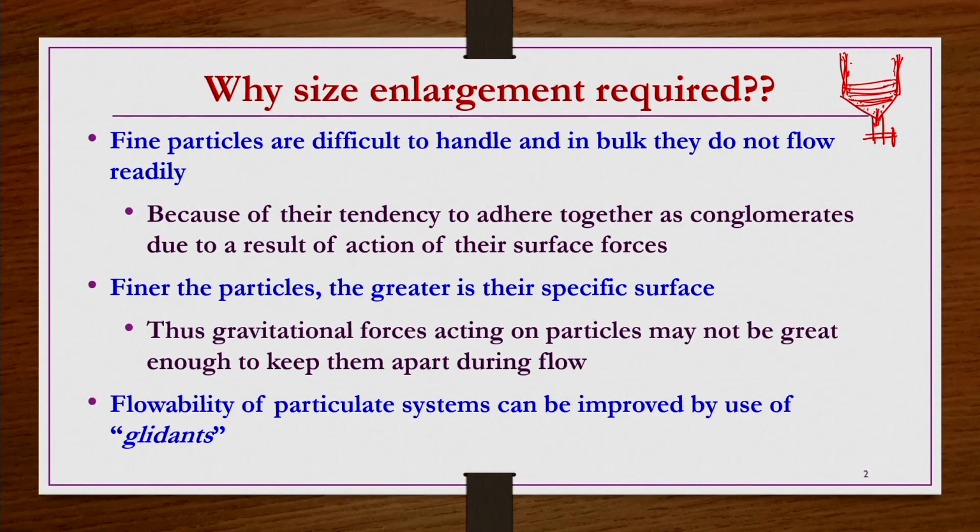Then what is the remedy? The simplest remedy is that one can use a glidant. A glidant is an external material, a fine powder, that forms a layer around these fine particles, and that will reduce the surface forces. Some of the glidants also reduce the strength of electrostatic forces, so that the particles can flow freely if the flow strength is sufficient.